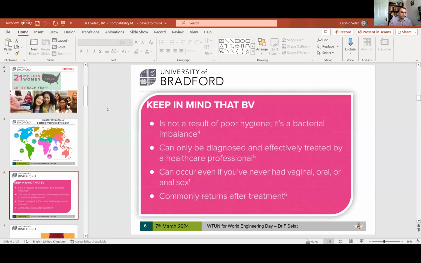BV or bacterial vaginosis is not completely a result of poor hygiene. It's a bacterial imbalance, but according to recent research, it is also related to the problem with the hygiene of females, and mainly to do with the water. And I will talk about it later on.